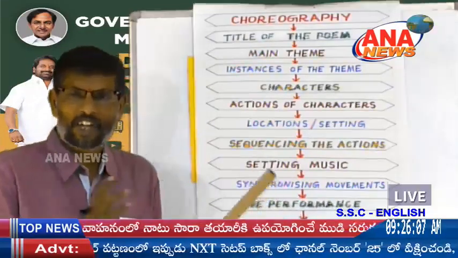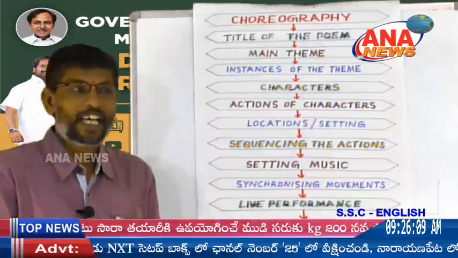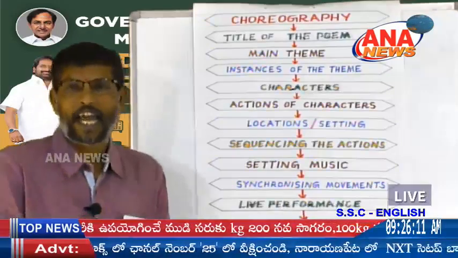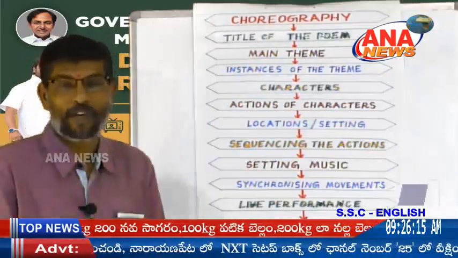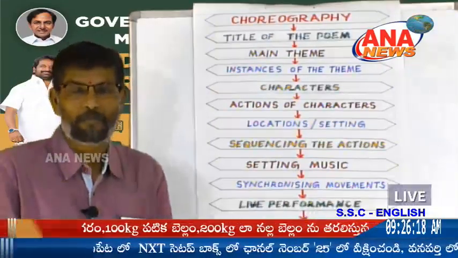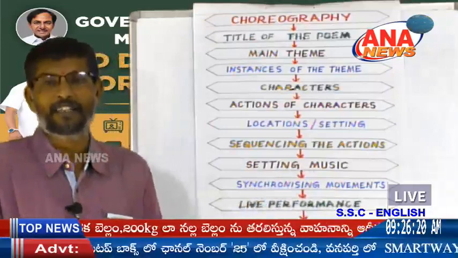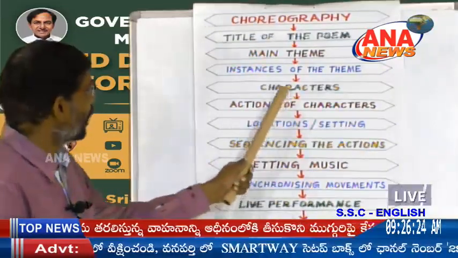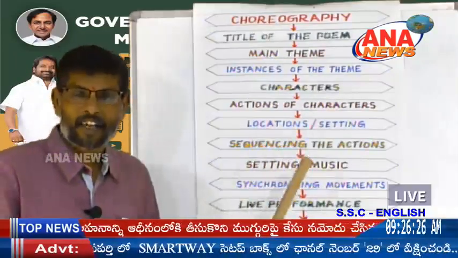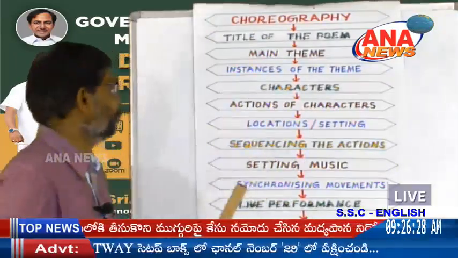Whenever we read the poem, we can easily identify the characters. How many characters are present in the poem? What are they doing? What are the actions done by them? What are they telling us? So these are the things we have to keep in our minds. So you can easily identify the characters whenever you go through the poem.